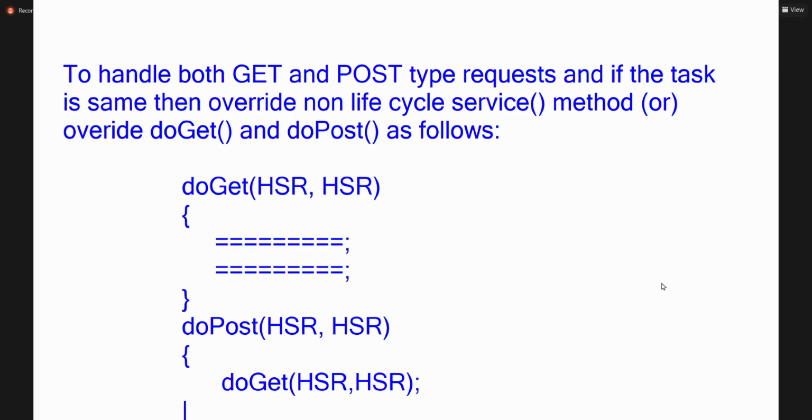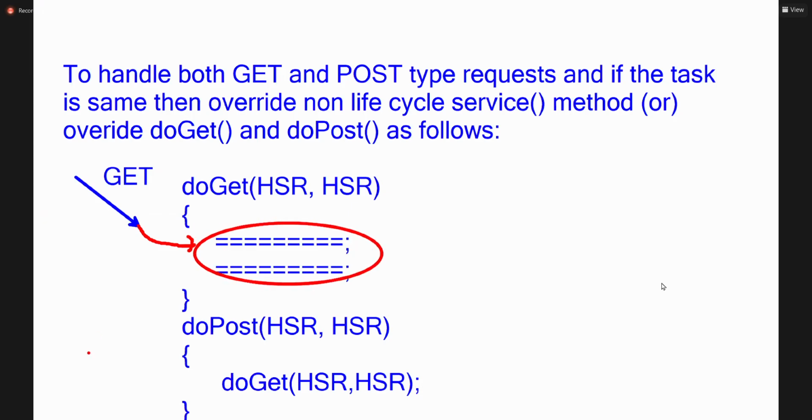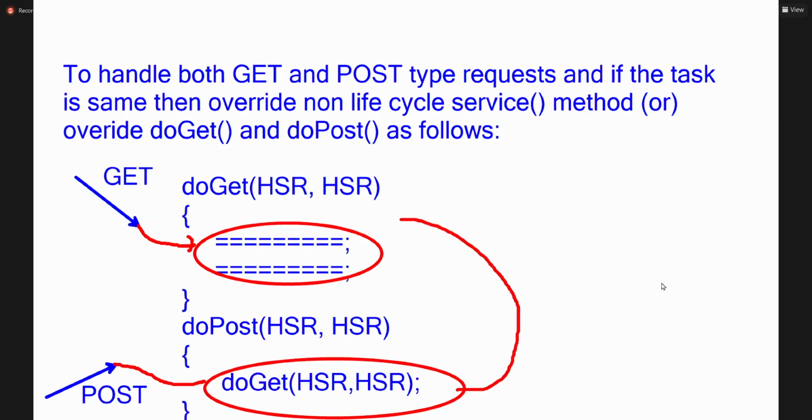Now suppose get type request comes. If get type request comes, what will happen? It is called, it is not a problem, directly called. If post type request comes, what will happen? This code is executed. What does this code call? This one, no? At last doGet is called. Okay. So Eclipse is showing like this.